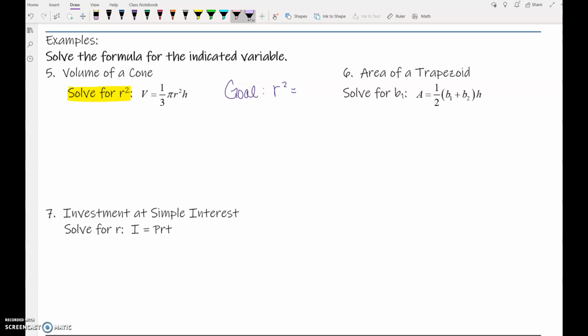First thing I would suggest we try to get rid of is the 1/3. Anyone have any ideas for how to get rid of 1/3? Multiply by 3. Is it going to let me erase? There we go. We're going to multiply both sides by 3. So we have 3v equals pi r squared h.